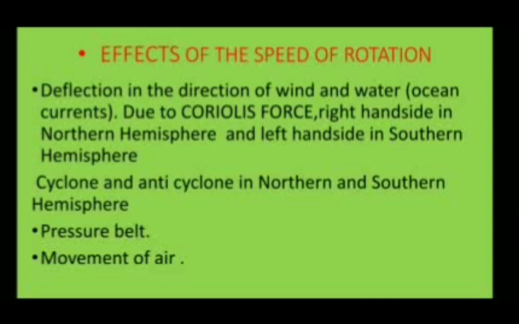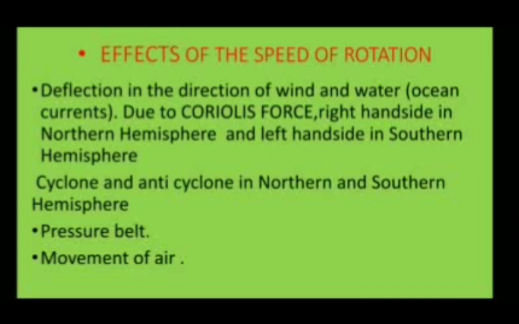Effects of the speed of rotation. The speed of the rotation is 1660 km per hour. According to that, its effect can be seen on the earth. So the first effect is deflection in the direction of wind and water. Water means ocean current. What is wind?